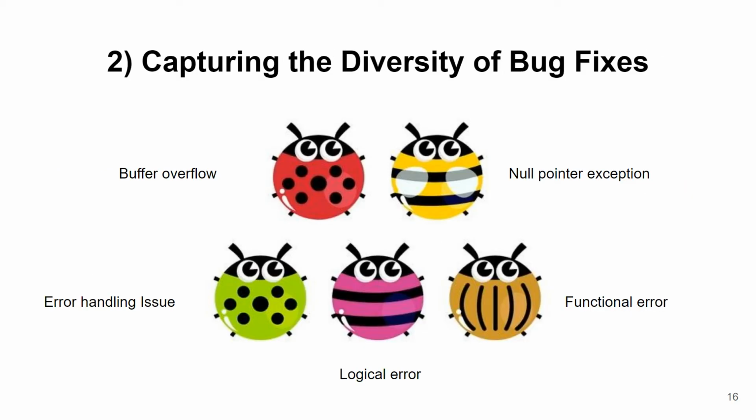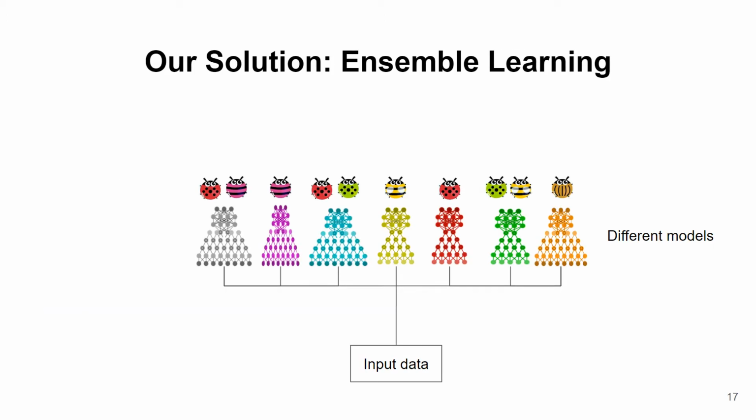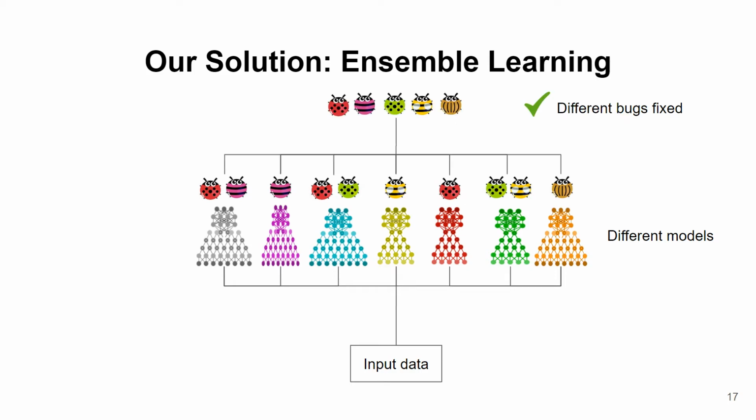The second challenge is to capture the diversity of bug fixes. There are many different types of bugs and they have different fix patterns. For example, a buffer overflow is very different from an error handling bug. It is therefore difficult for one unique model to learn all these different fix patterns. Our solution is to train multiple models with different complexity that will capture different features and therefore fix different bugs. Then we use Ensemble to combine them into one technique that can fix all these bugs.